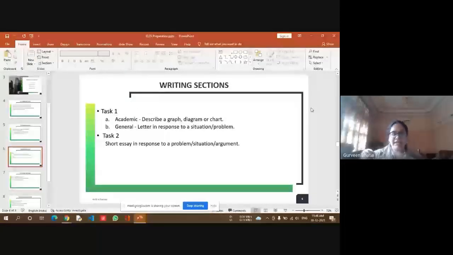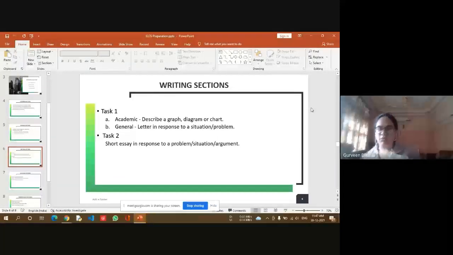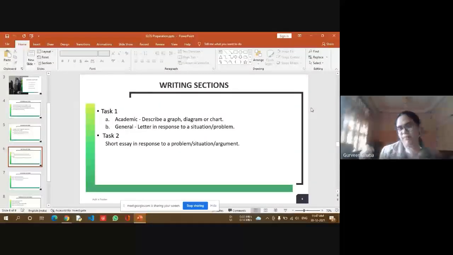Okay. Now the next is the writing section. There is a time limit that is assigned to every writing section. In the writing section, in the first task, as far as the academic module goes, you have to describe a graph, a diagram, or a chart. You have to write on that. And in the general module, there is a letter, and you have to write that in response to a situation or a problem. A particular topic will be given to you, a particular situation will be given to you, and in response to that you have to write something.